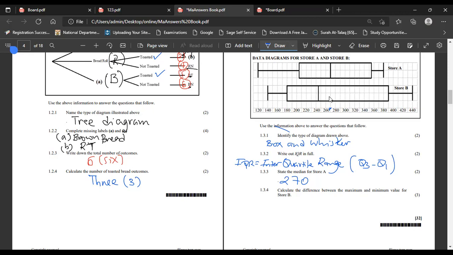Calculate the difference between the maximum and the minimum value for B. In other words, we are looking for the range. Difference simply means subtraction. So we shall subtract the maximum minus the minimum for which store? Store B. The maximum is this one here, which is 440, minus the minimum, 140. When you subtract those two, the answer is 300. Together?